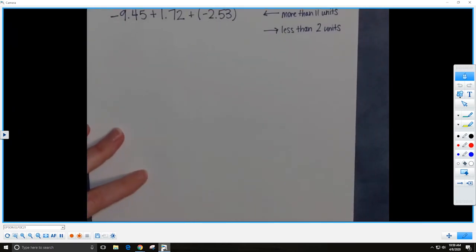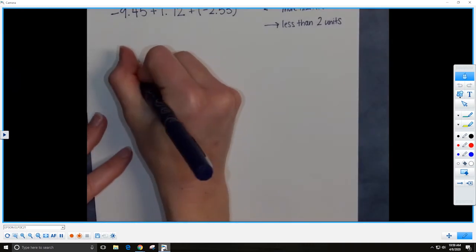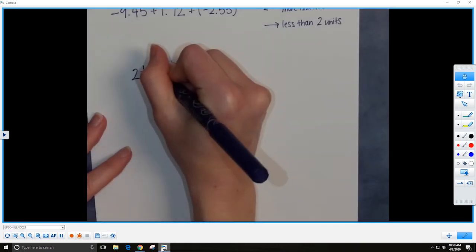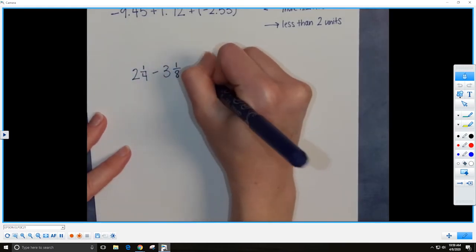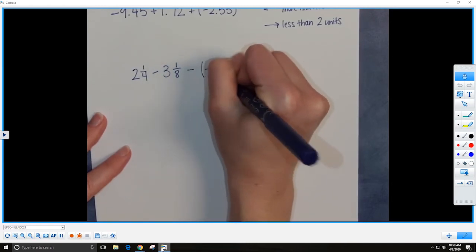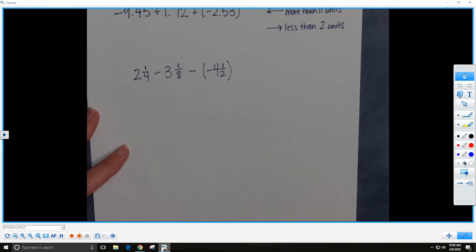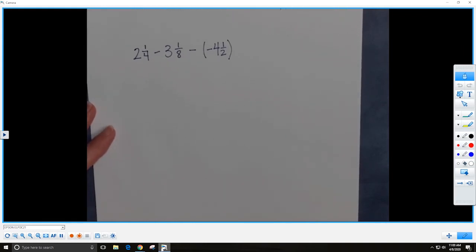Let's try one of these with fractions. Would the answer 2 and 1/4 minus 3 and 1/8 minus negative 4 and 1/2 be positive or negative? Write down your guess and then we'll check together. Did you say positive? Let's think about why.